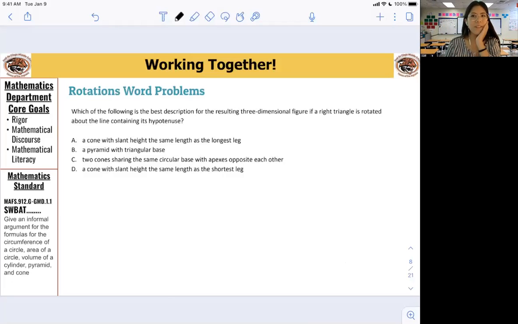Okay. Yeah, so this one's a little challenging because what's happening is they're rotating it about the hypotenuse, not about the leg. So let me draw it out. So basically we have a right triangle, but this time I'm going to rotate it along this. Okay. So what happens is it goes this way.